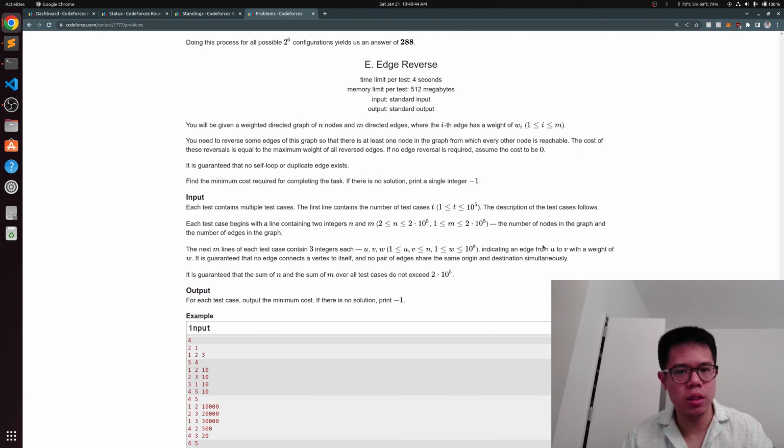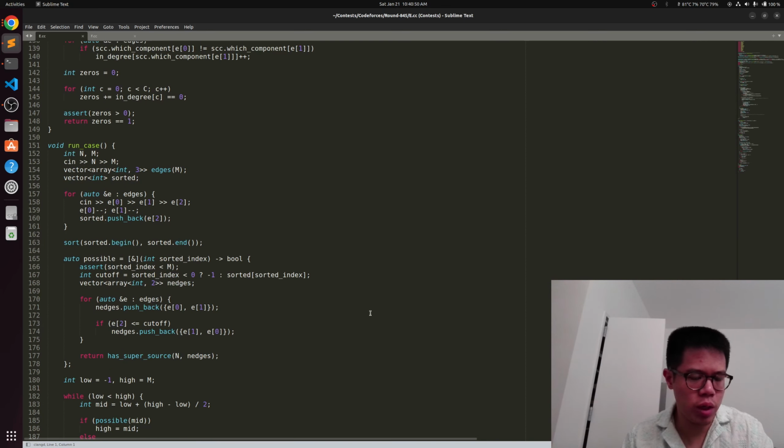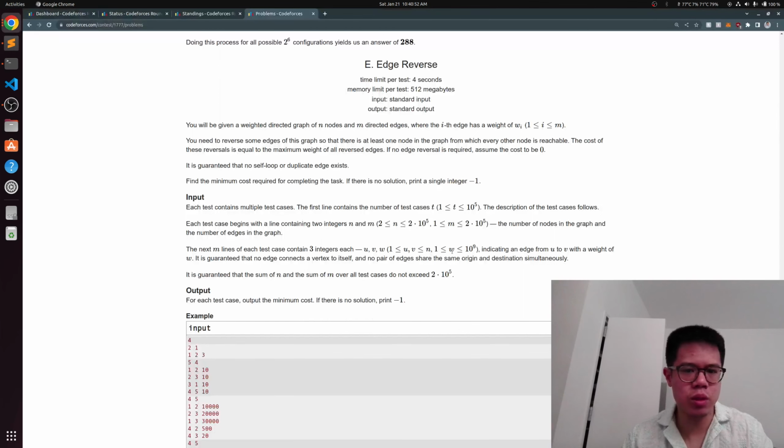All right, that's D. Problem E. I'm not sure if there might be something a little simpler than what I did, but what I did wasn't too bad. So basically, we want to know what's the max edge weight reversal we need to do in a directed graph in order to set up at least one node that can reach every other node.